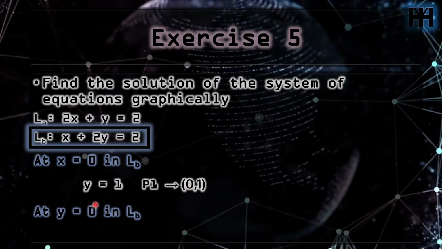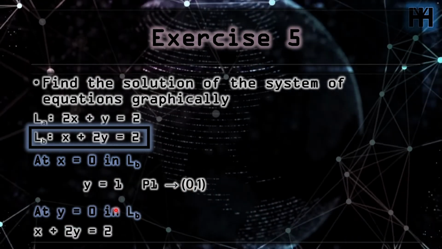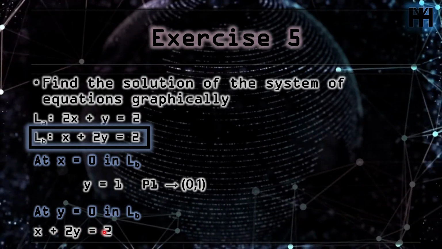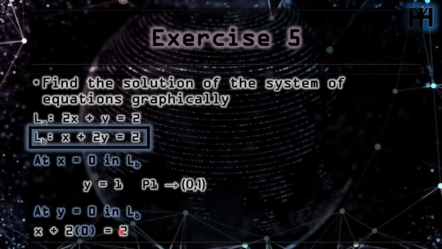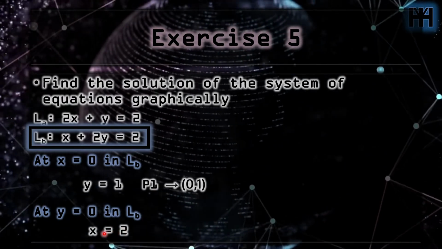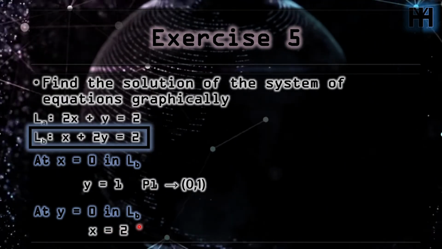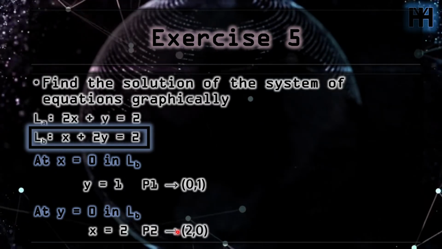Okay, at y equals 0, we have x plus 2y equals 2. We'll substitute y as 0, so x plus 2 times 0 equals 2. So x will be equal to 2. So the second point is (2, 0).